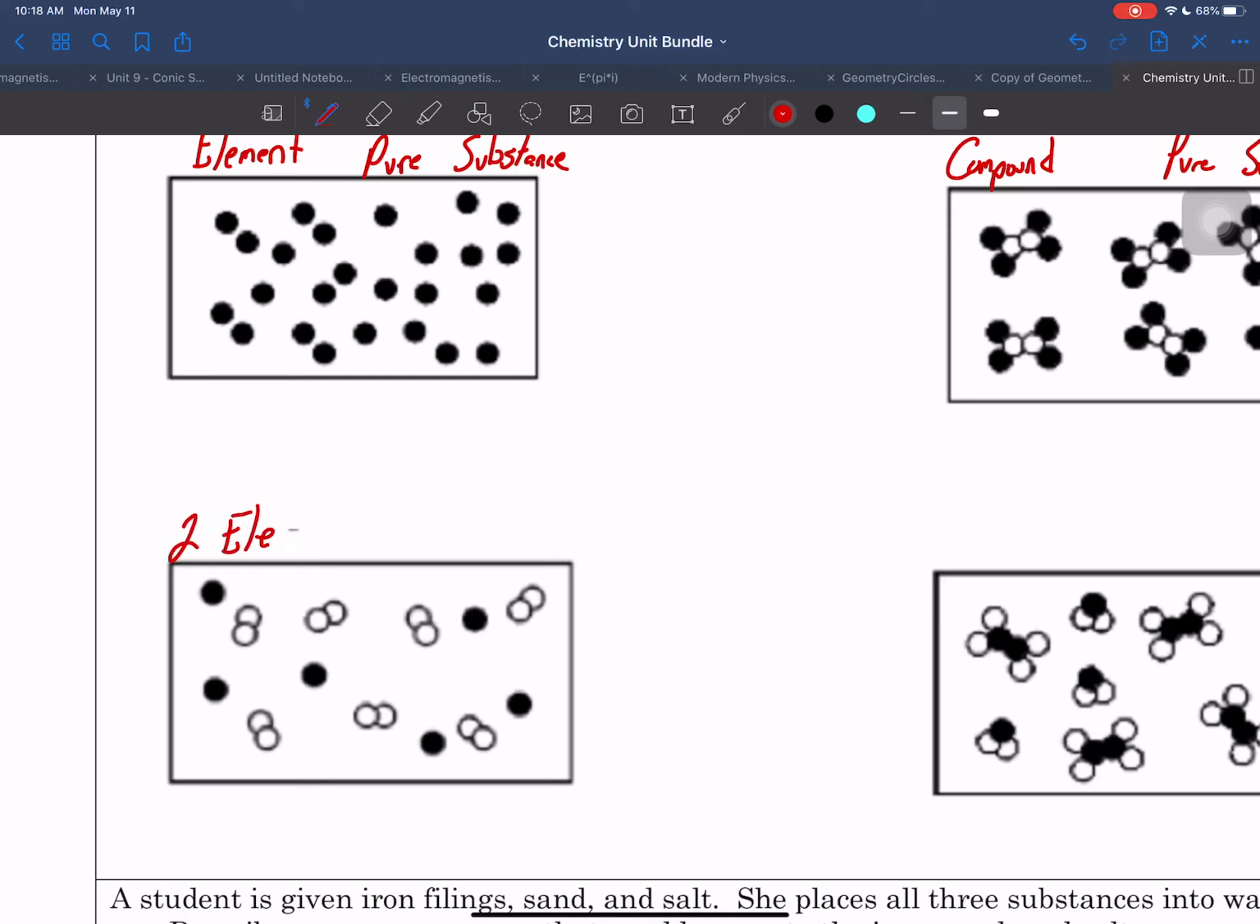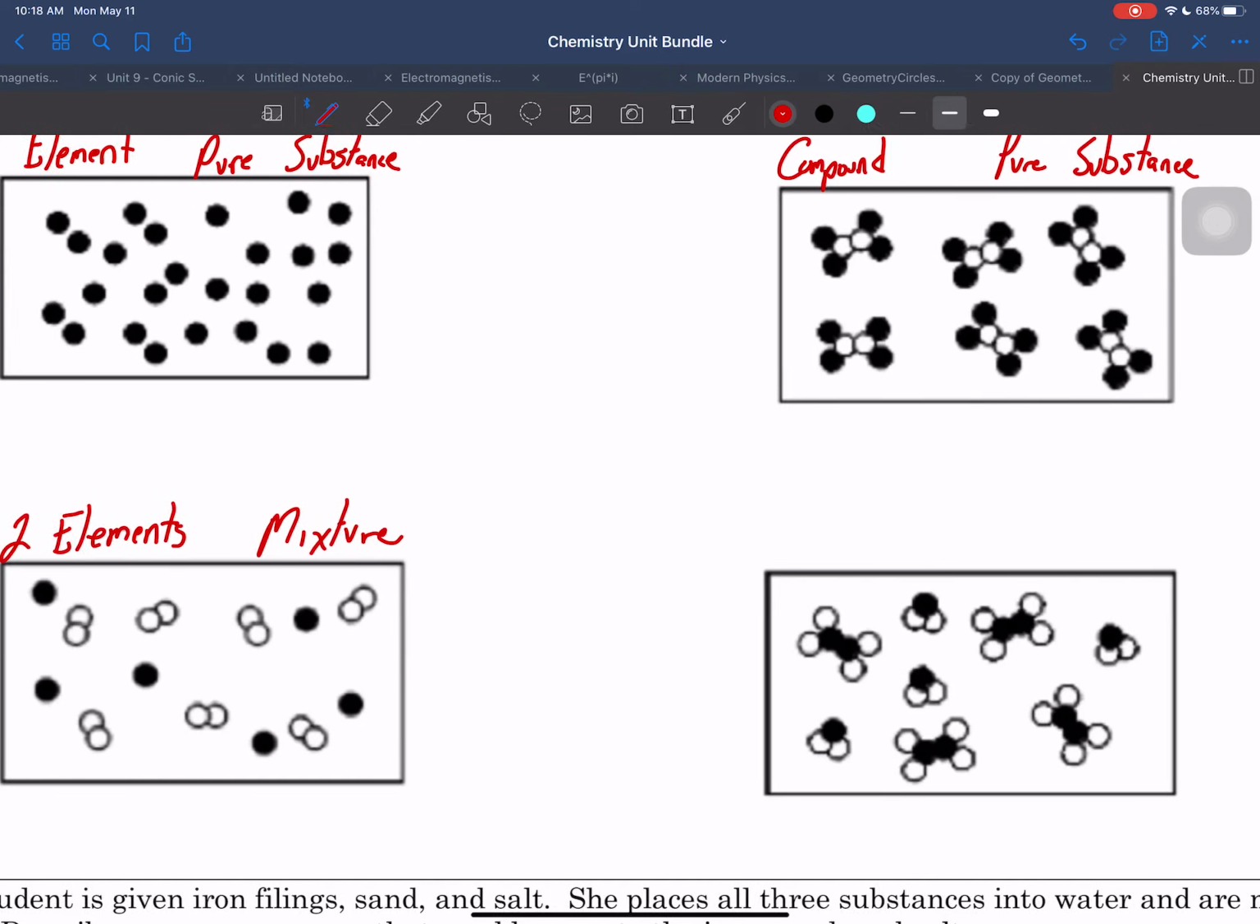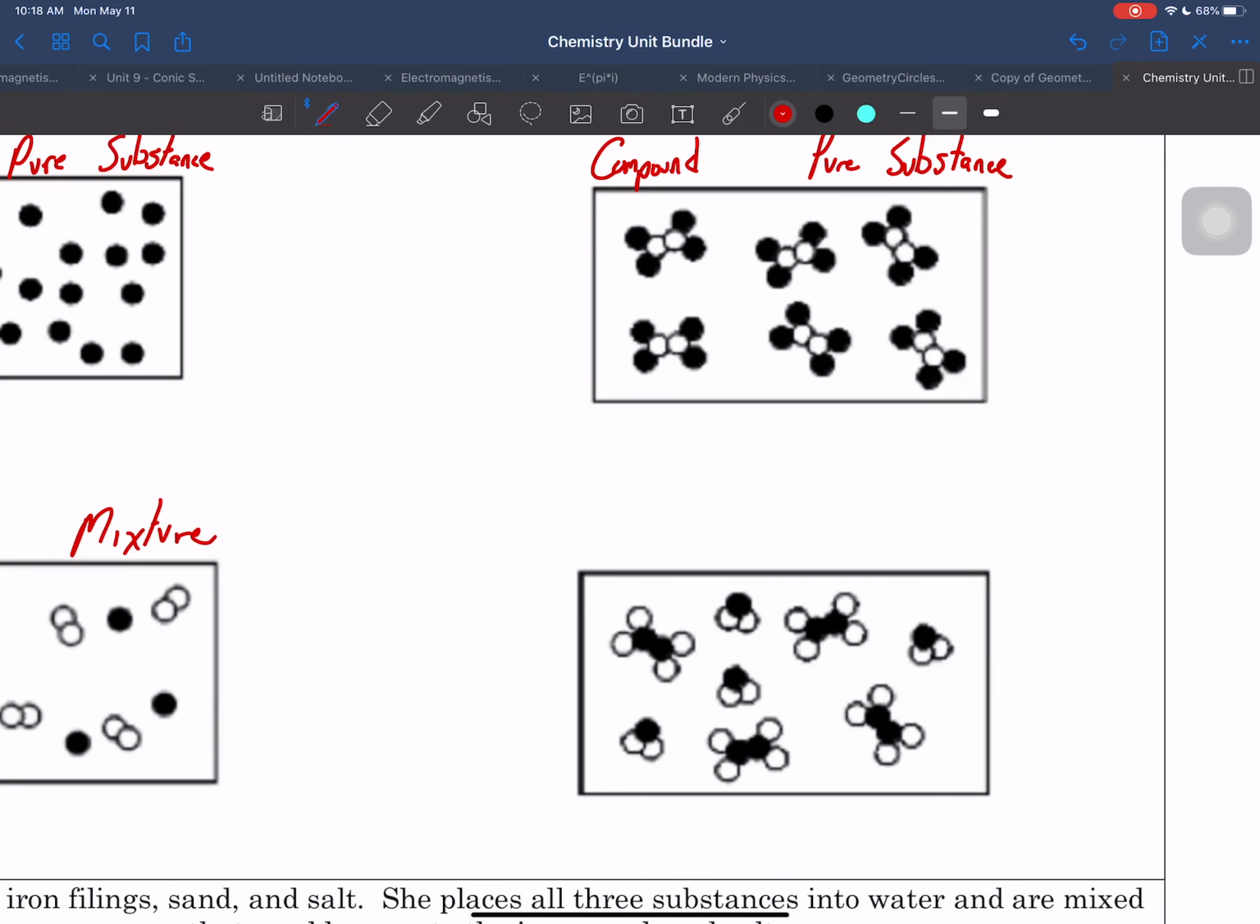But if there's 2 literally mixed together, well, it's no longer a pure substance. This is what we'd call a mixture. And then the last one to the right, well, you have 2 different colors bonded together, so you have these 2 shapes. Definitely, you have 2 compounds. And if you have 2 compounds mixed together, that's going to make it a mixture.